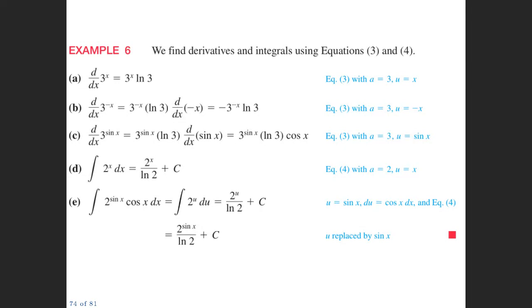We can use those formulae to calculate these things. Part A is very simple. The derivative of 3 to the power x is 3 to the power x ln 3. For B, that's a chain rule question. The derivative of 3 to the power minus x, put u equal to minus x, and we end up with 3 to the power minus x ln 3 multiplied by the derivative of minus x, which just gives us a minus sign.